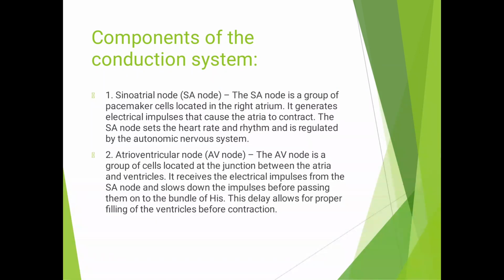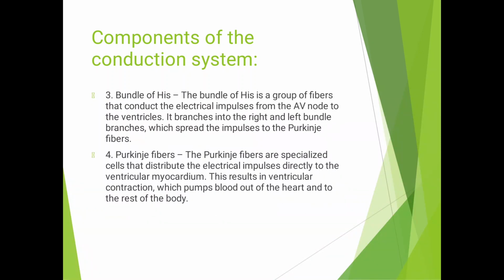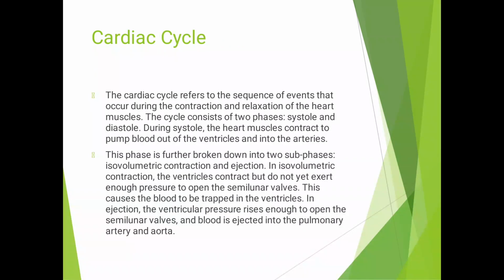Then components of the conduction system. It consists of the SA node. It is a natural pacemaker of the heart. Electrical impulses start here. Then the AV node. The electrical impulse from the SA node is received by the AV node. Then the bundle of His. The signals from the AV node are transferred to the bundle of His. It is branched into two, right and left branches. Then it moves to the Purkinje fiber. This Purkinje fiber causes a ventricular contraction.